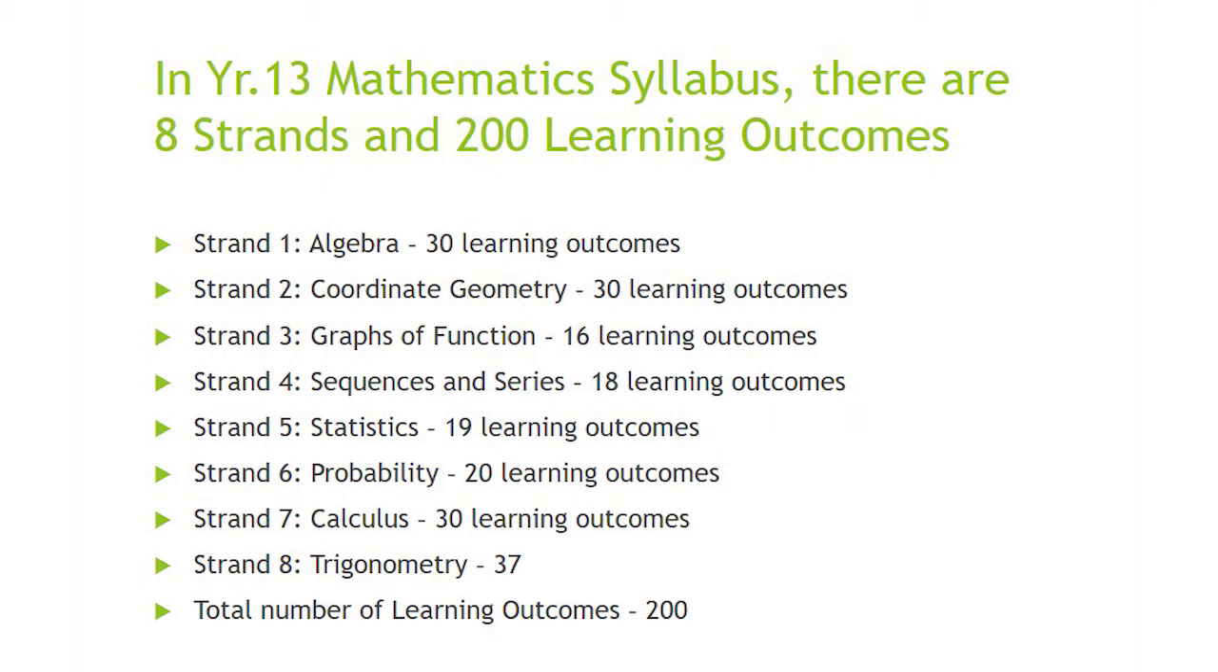in each strand. So here for the Year 13 Mathematics syllabus, there are eight strands or major topics as listed here, and their learning outcomes are given. So the first strand, for example algebra, has 30 learning outcomes. As you look through the strands and their learning outcomes, the total number of learning outcomes of the Year 13 Mathematics syllabus is 200. 8 strands and 200 learning outcomes.